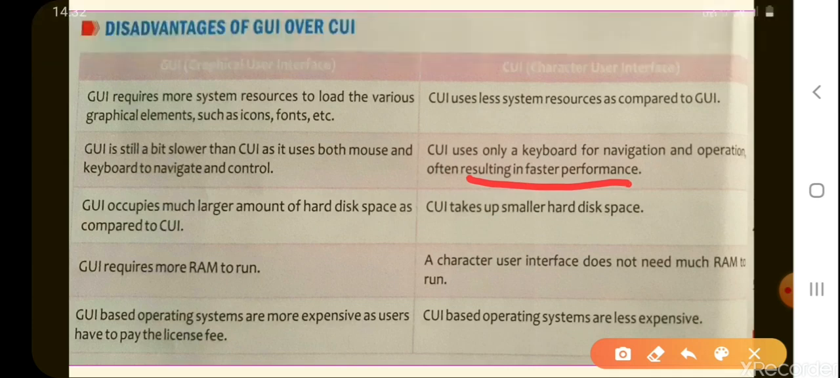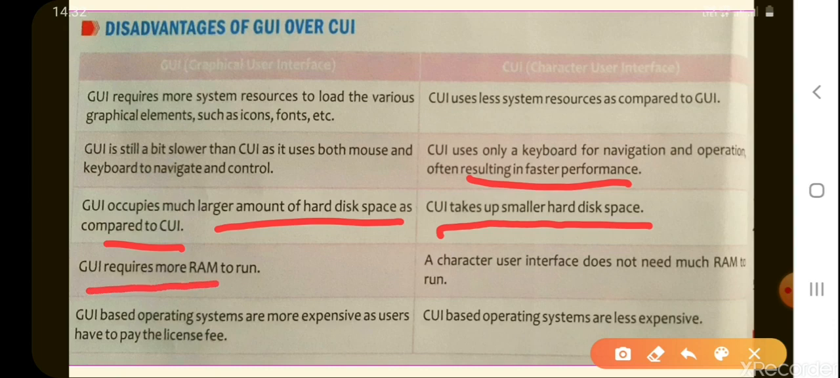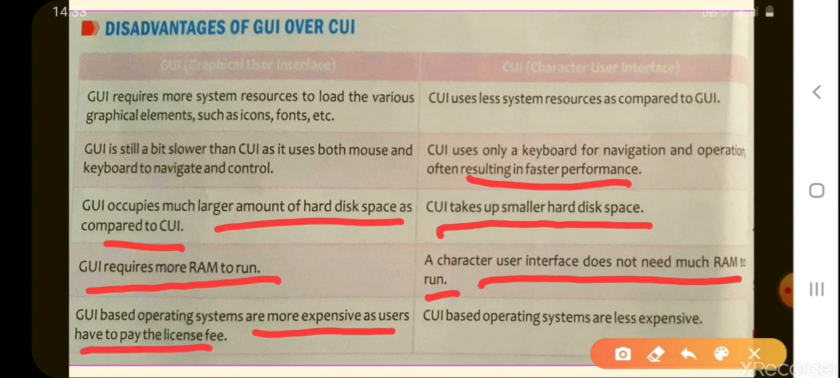When you use two devices, it will require more time, but if you use only one device, you can use it faster. Graphical user interface occupies a much larger amount of hard disk space as compared to CUI. Character user interface takes up smaller hard disk space. Graphical user interface requires more RAM to run. Character user interface does not need much RAM to run. Graphical user interface based operating system is more expensive as the user has to pay the license fee. Character user interface based operating systems are less expensive. So these were the disadvantages of graphical user interface over the character user interface.